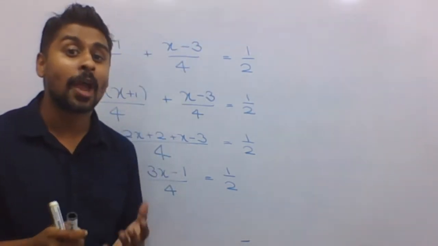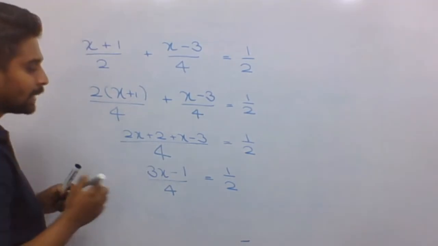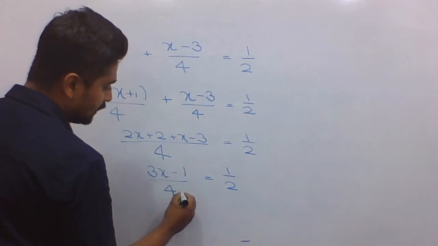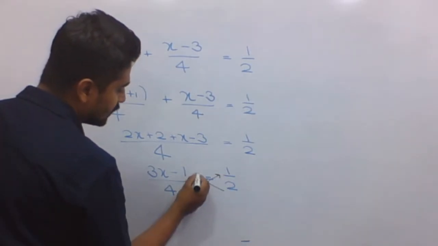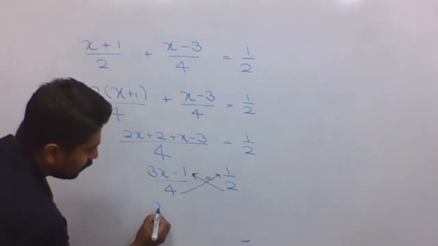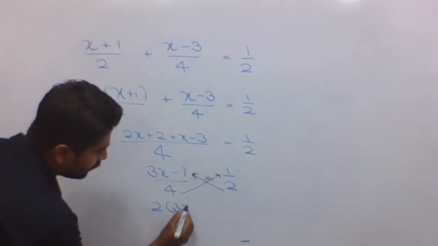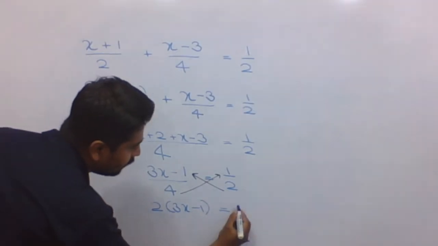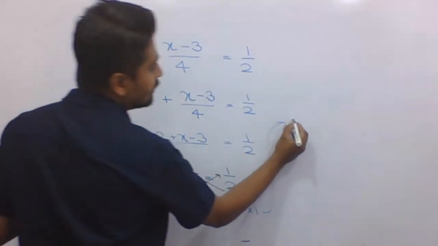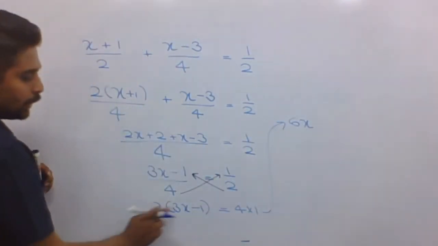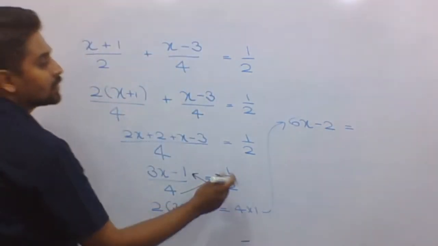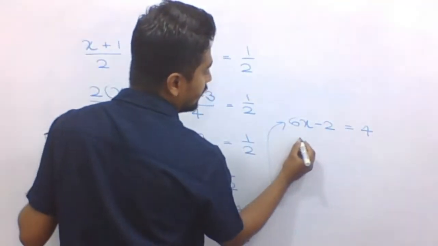Now what we have to do? We have to do the cross multiplication. Let's do the cross multiplication. Cross multiplication means this one with this one, this one with this one, right? So what is there? 2 multiplied by this one. So 2 times 3x minus 1, other side 4 times 1. So what is the answer? 2 into 3x, 6x. 2 into minus 1, minus 2 equal 4 times 1, 4.